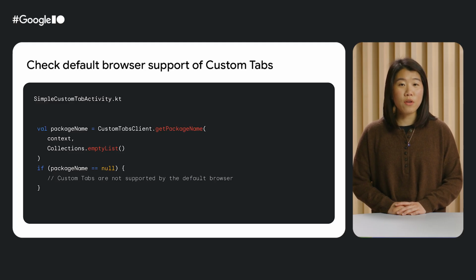Here's how you would check if the user's default browser supports custom tabs with the getPackageName helper method. If no package is returned, this means that custom tabs are not supported by the default browser. In this scenario, you can continue to check if other browsers on the device support custom tabs or fall back to a standard action view intent to launch the URL in any available browser.